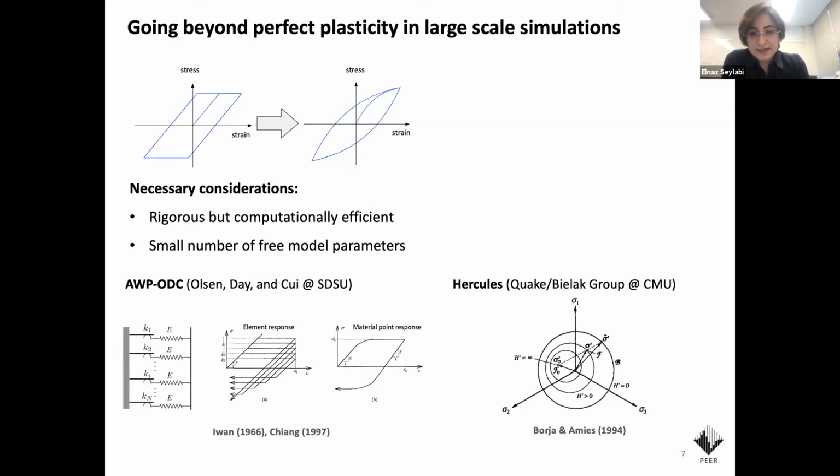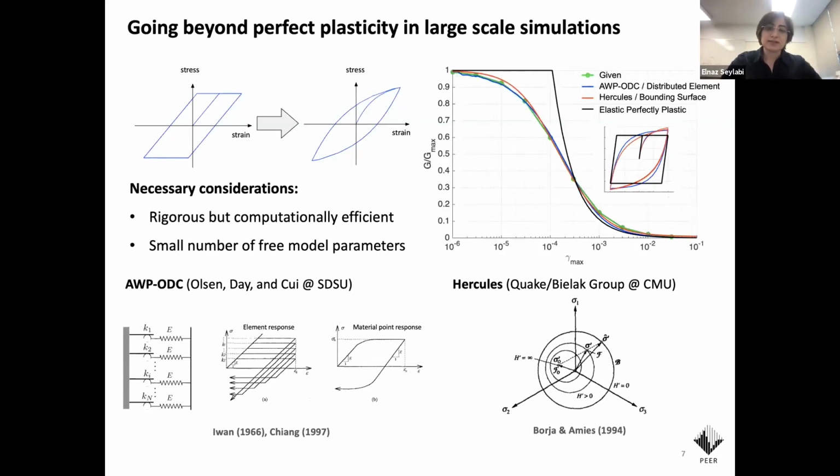And when we take a look at the performance of these two models in capturing the shear modulus reduction curve, we see that both of them are doing a way better job compared to the elastic perfectly plastic model. And both of them have a small number of parameters that can be calibrated or determined by having the G over G max curve and also the soil strengths.